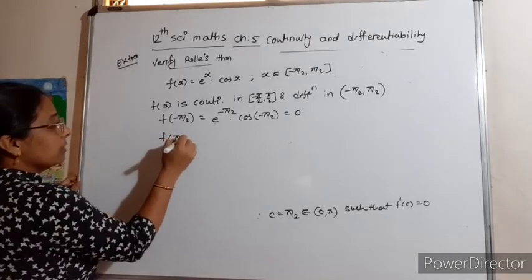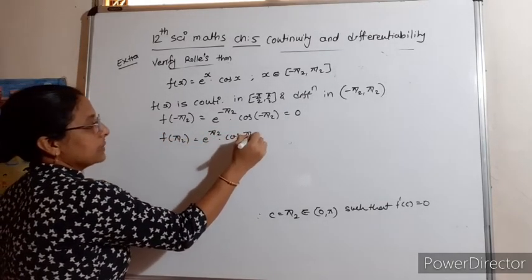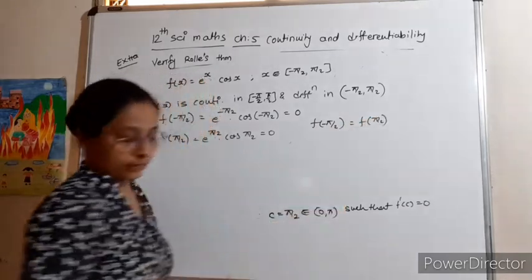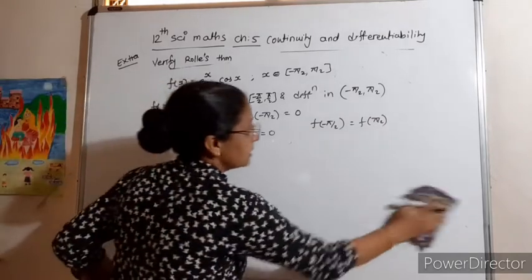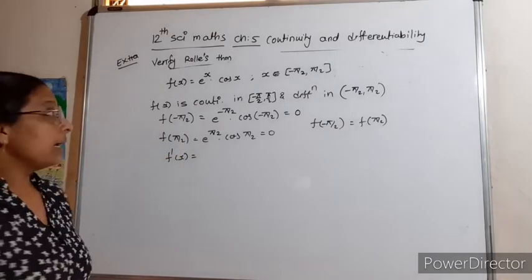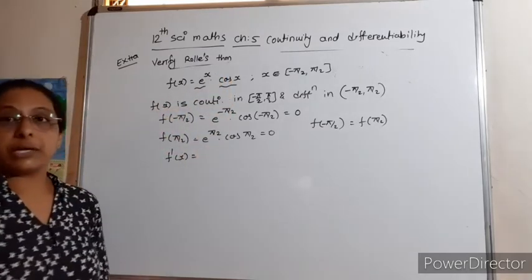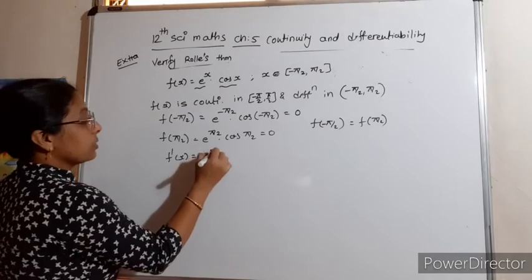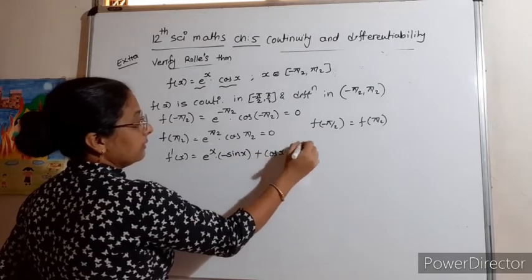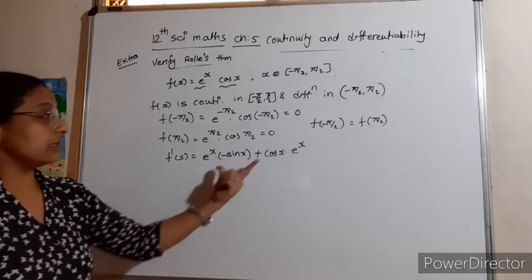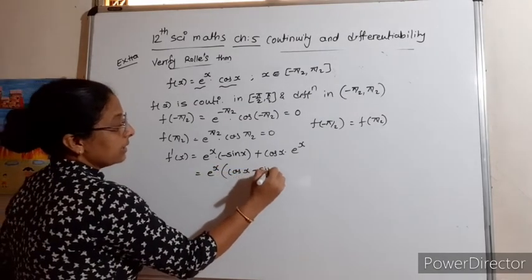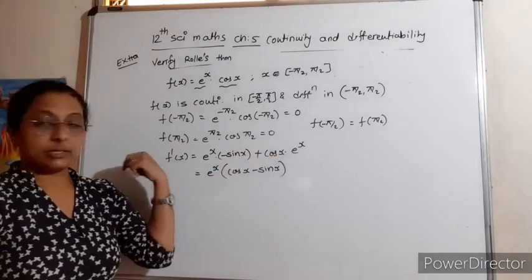Now f of pi by 2, cos pi by 2 again 0. So we can say that f of minus pi by 2 is equal to f of pi by 2. So this is same. So we can apply the Rolle's theorem. So first of all we'll find the derivative f dash x. Here you have to use the product rule to find the derivative. So e raised to x constant, derivative of cos is minus sin x, plus cos x constant, and derivative of e raised to x is e raised to x. That is the product rule. Okay, that means we can say that e raised to x cos x minus sin x. This is our derivative. E raised to x common ले लिया, right?